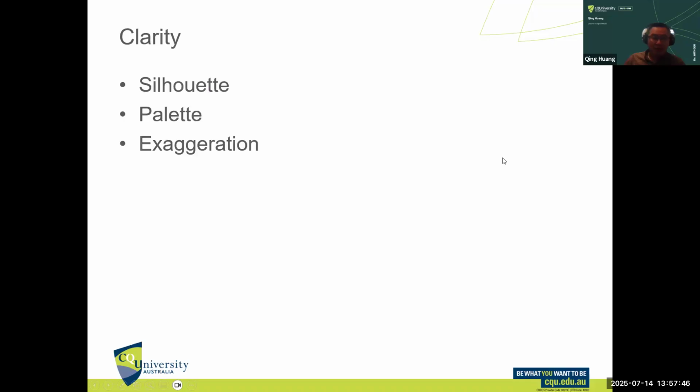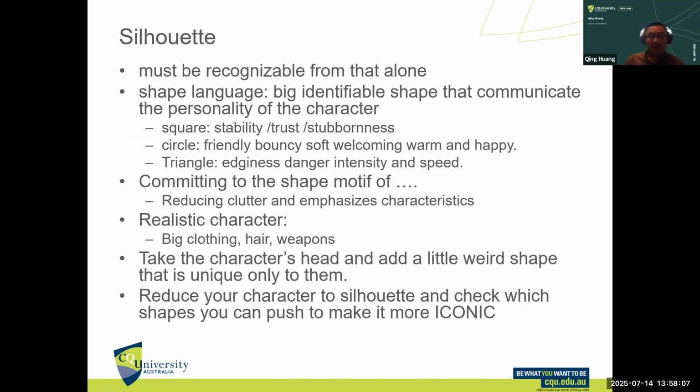I'm just trying to summarize a little bit, and it's actually similar to Mary's one. Clarity, which in Mary's terms is instant read, also emphasizes silhouette, then color palette, and then exaggeration. How do you interpret the character through the shapes and forms? And for the silhouette, it has fewer details. It must be recognizable from that alone, just like Mary's instant read.